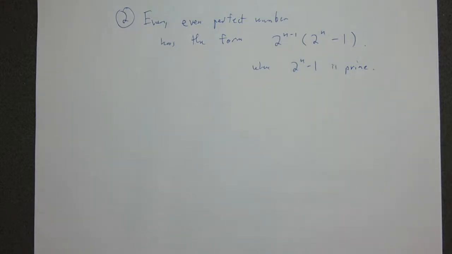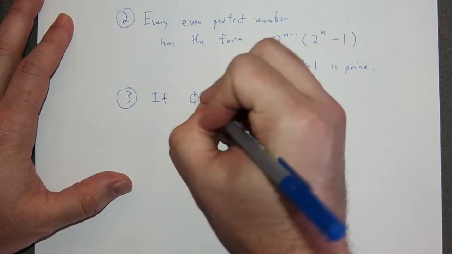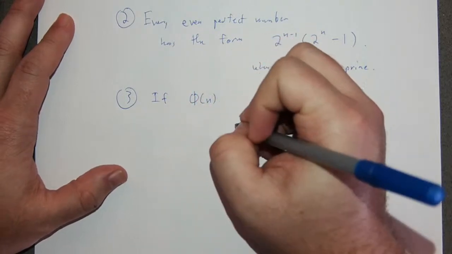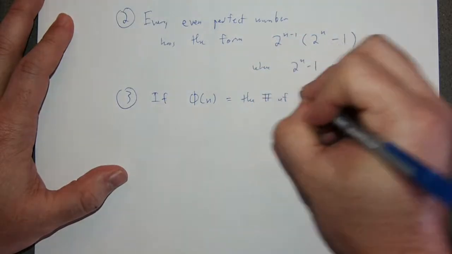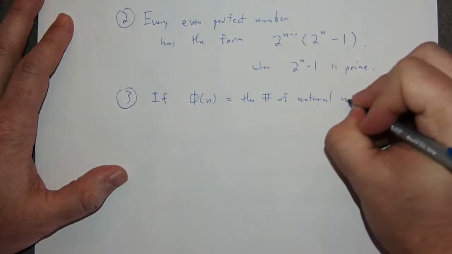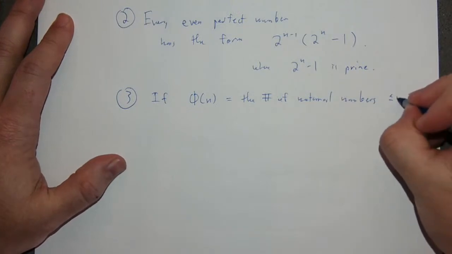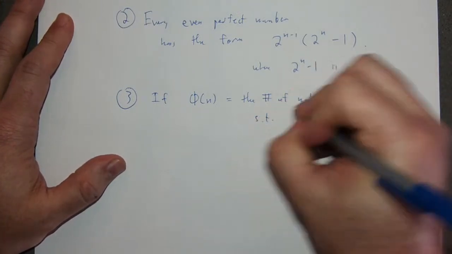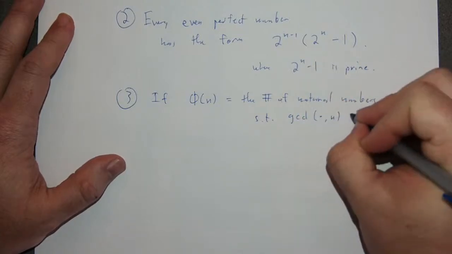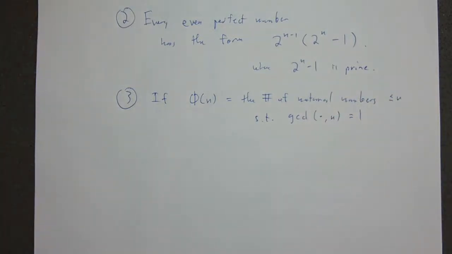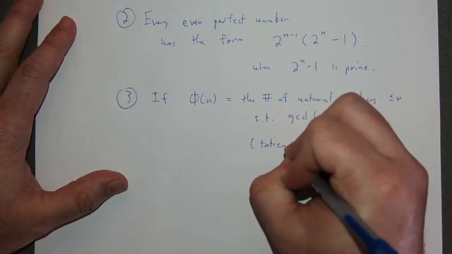He also showed that if phi of n is the number of natural numbers less than or equal to n, such that the GCD of that number and n is 1, i.e. they're relatively prime, this is called the Euler totient function, or just the totient function.